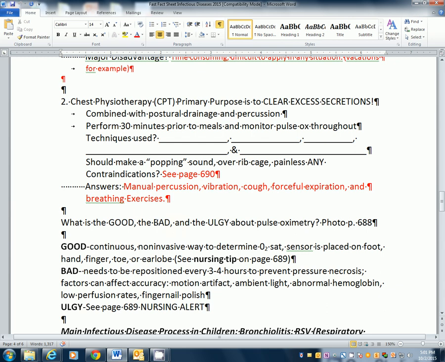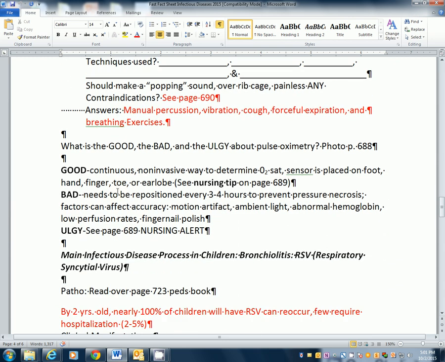So you shouldn't be making a popping sound over the rib cage. It should be painless. And again, there are contraindications on the top of page 690. So what is the good, the bad, and the ugly as far as pulse oxes? Page 688 shows you a picture of a pulse ox on the foot.